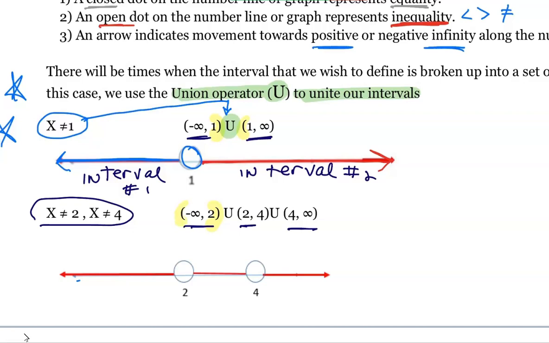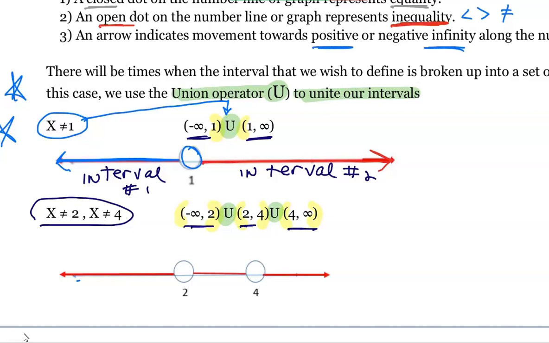Then I have my union. I jump across 2, which I could not equal. And what happens? I then can equal very close to 2, so I use a paren, and I can go to 4, up to right before 4, so 3.99999. And I indicate that by putting a paren. Then I have my union, jump across the 4, start at 4.00000001, and go all the way to infinity.